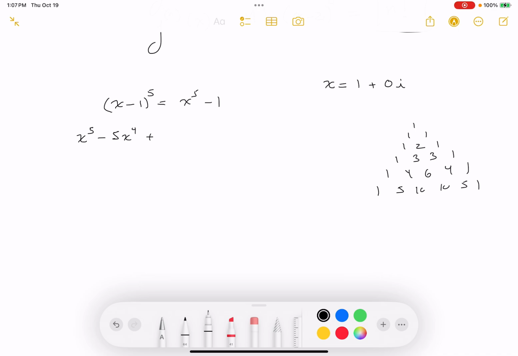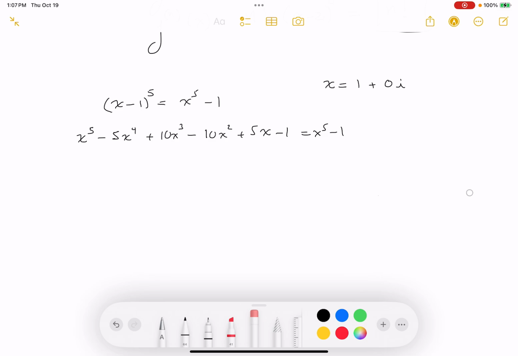So the next term is going to be plus 10x cubed minus 10x squared plus 5x minus 1 is equal to x to the 5th minus 1. Let me just take a look at that before I proceed to make sure I did okay with the multiplication. I'm looking at the coefficients: plus, minus, plus, minus. That looks good. And then you're getting 1, 5, 10, and 1, 5, 10. Let's look at the powers: 5, 4, 3, 2, 1, none. Looks good. What I'm going to do now is subtract x to the 5th from both sides, and I'm going to add 1 to both sides.